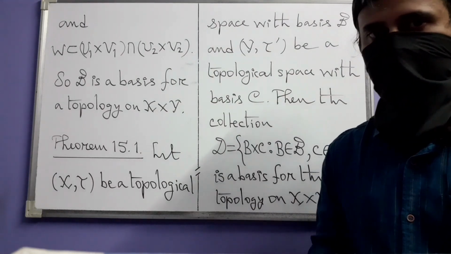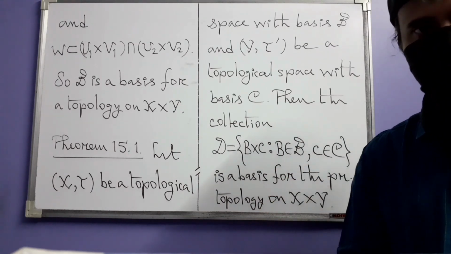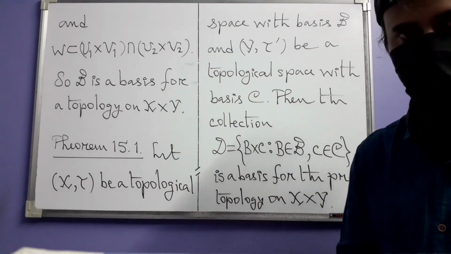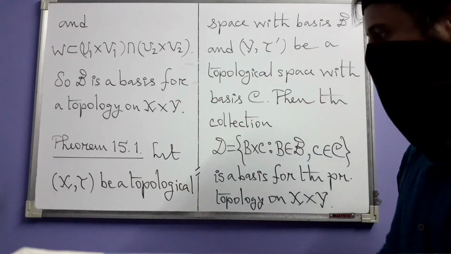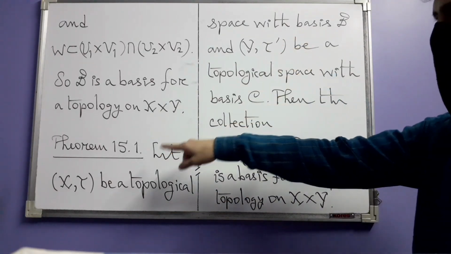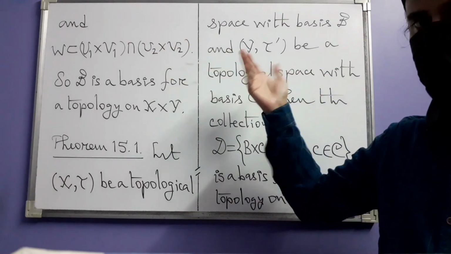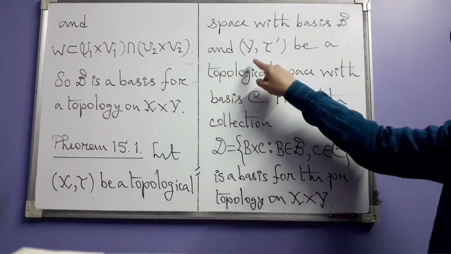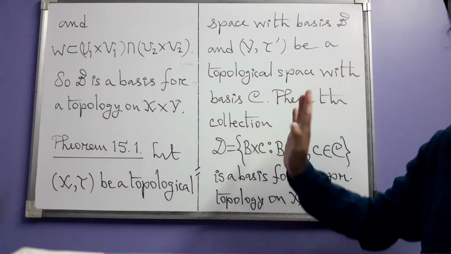Although the definition of the product topology is itself given by a basis, we can find other, more convenient bases for the product topology on the product of two topological spaces, and that comes from Theorem 15.1. Say you have a topological space X, tau again, but this time the topology tau has a basis B. Do not think of this B as that B; this is just some basis of the topology on X itself. And you have another topological space Y, tau prime, and the topology tau prime also is given by some basis C.